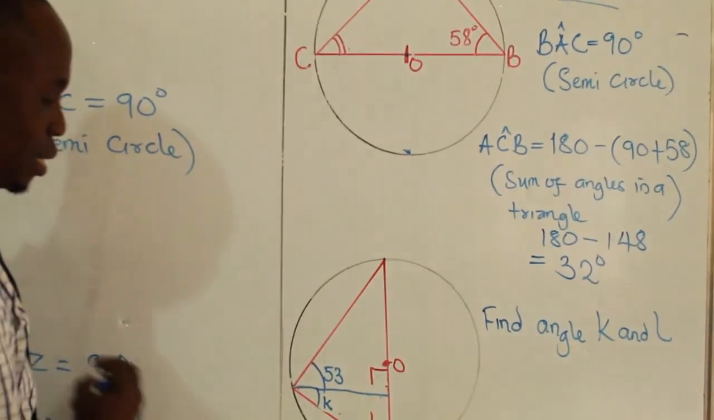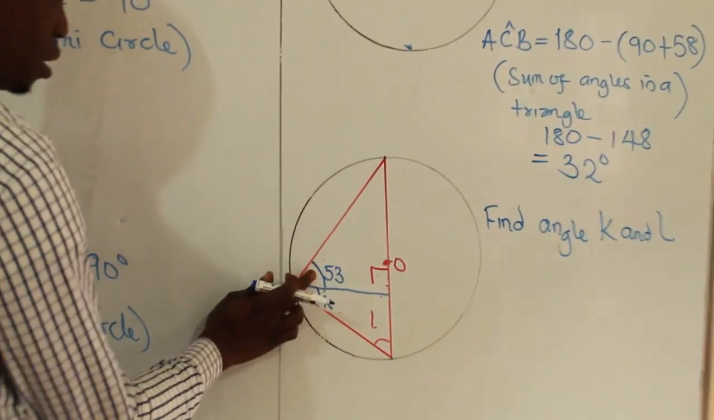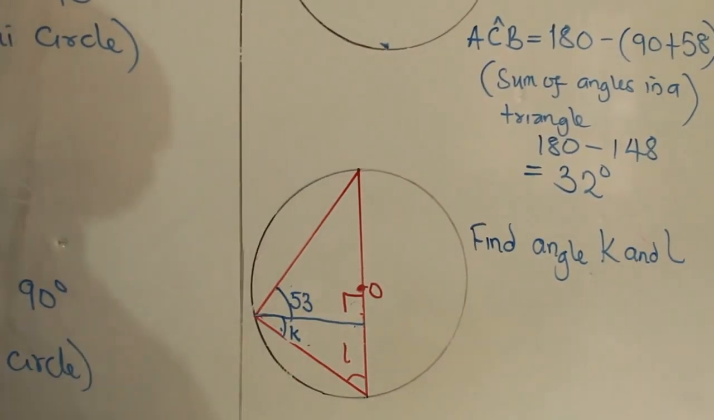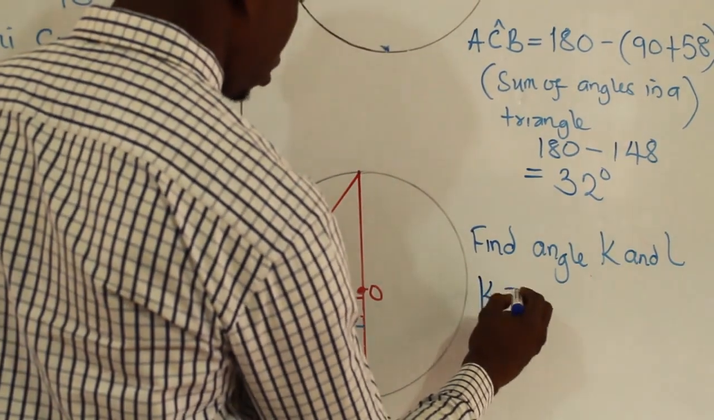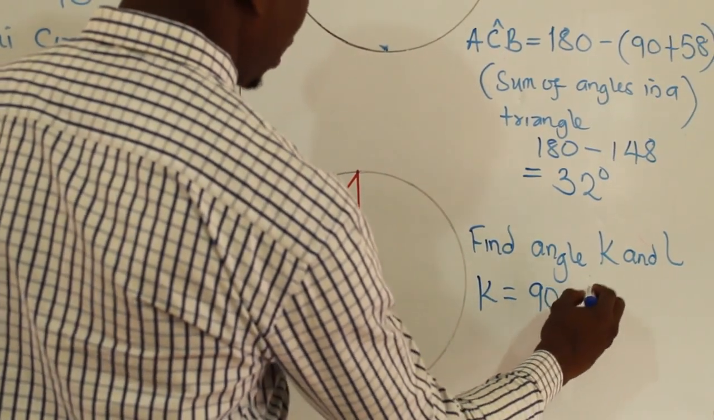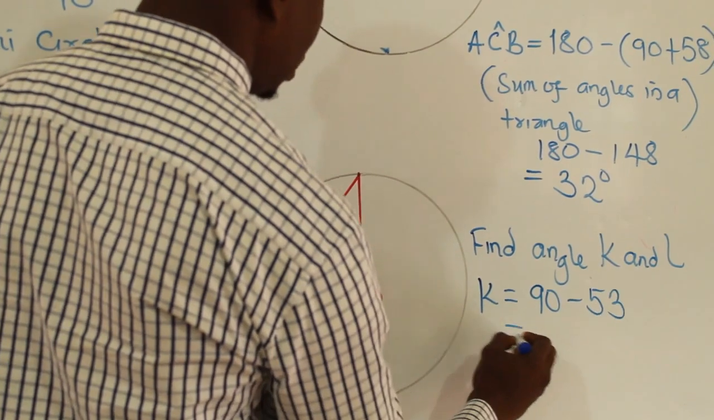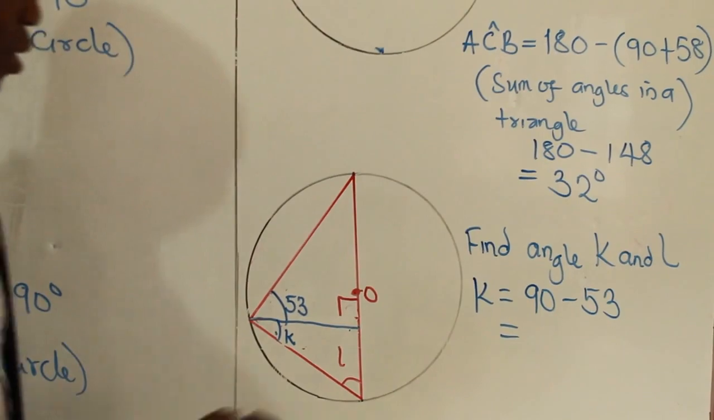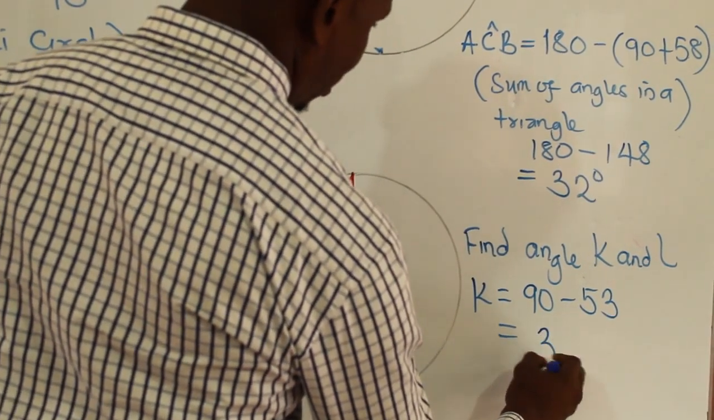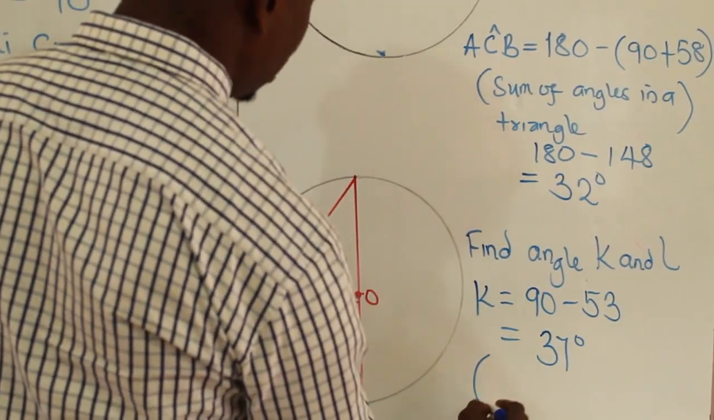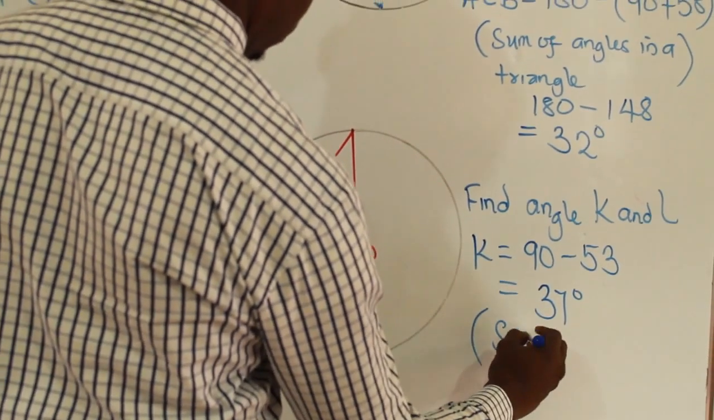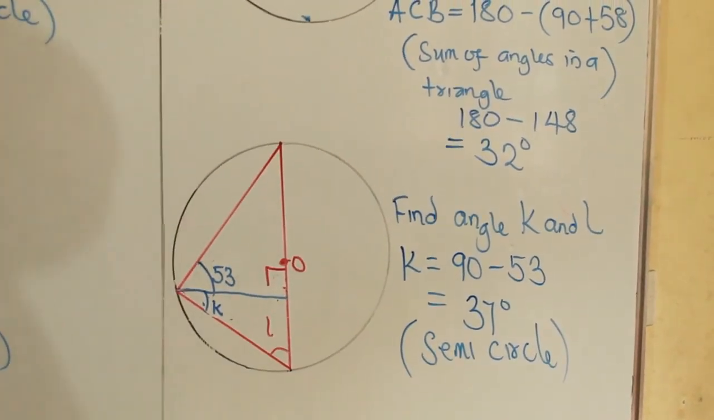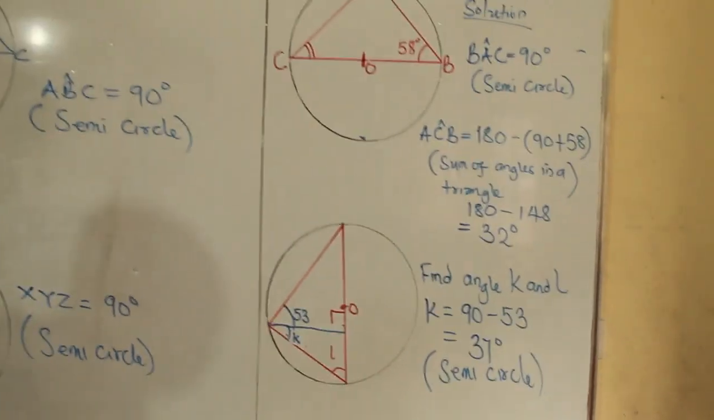I've just said that K and 53 form 90 degrees because the angle there is equal to 90 degrees. So K becomes equal to 90 minus 53. And 90 minus 53 is 37. The reason is semicircle. You must always include your reason when dealing with circle geometry.